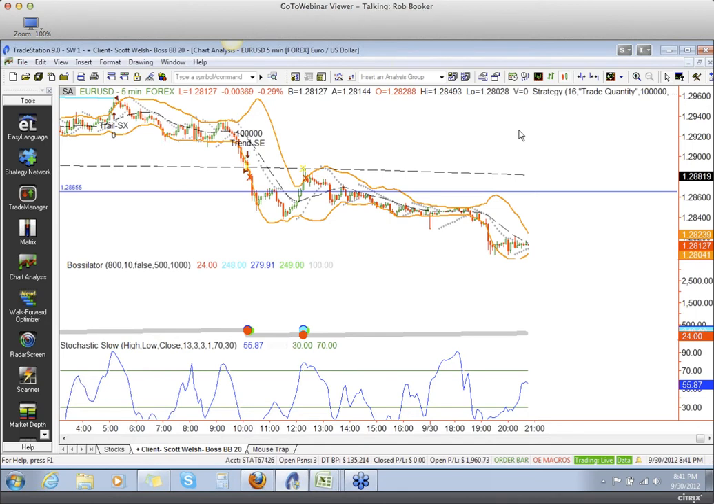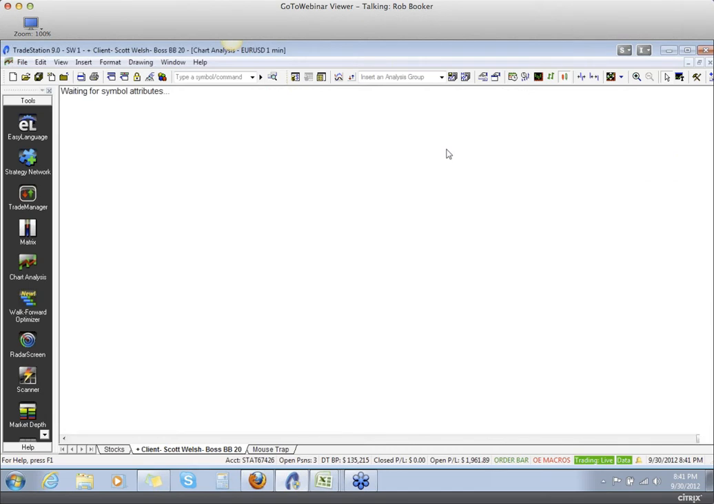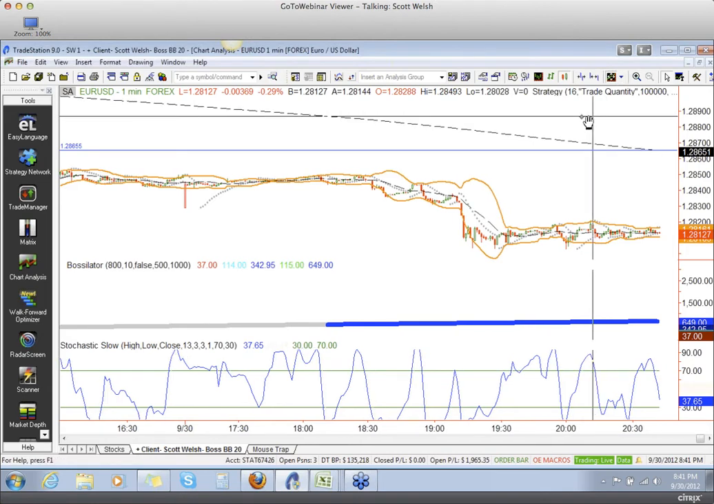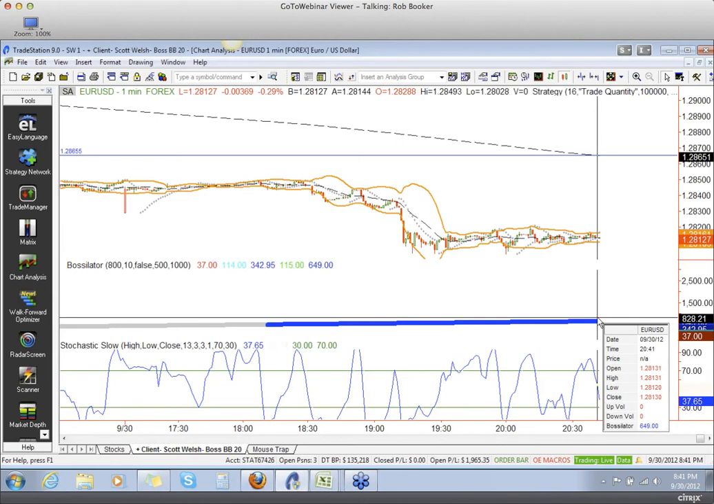What about the 1 minute? That seems like a completely insane thing to do, but let's take a look at it anyway. I don't even want to look at it. It's just in the middle of trend trading territory. No difference.